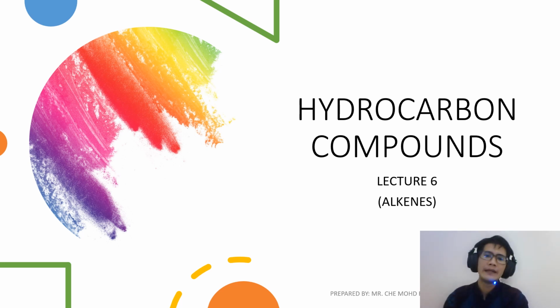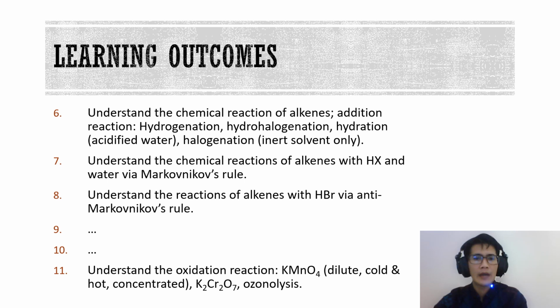Alright, so we meet again in this second last lecture for the hydrocarbon compounds, which is for the alkenes topic. In this lecture, we have three learning outcomes that we want to discuss, which is to understand the chemical reaction of alkenes. The first reaction is the addition reaction, consisting of hydrogenation, hydrohalogenation, hydration, and halogenation. This reaction can undergo via the Markovnikov and also anti-Markovnikov rule, which is the LO number 7 and number 8.